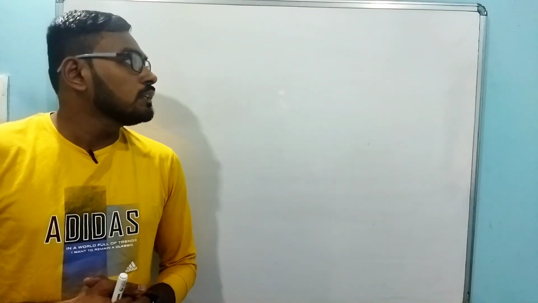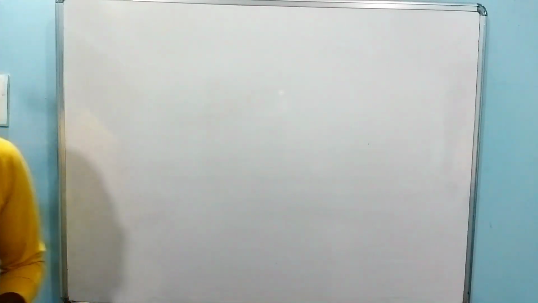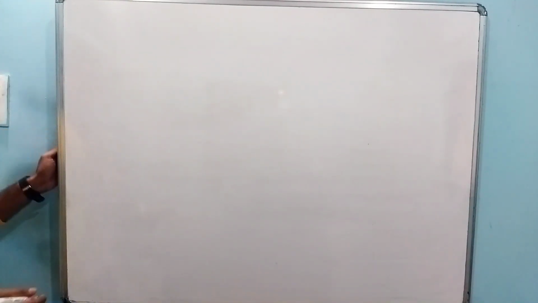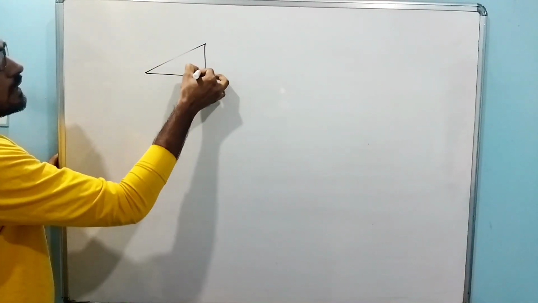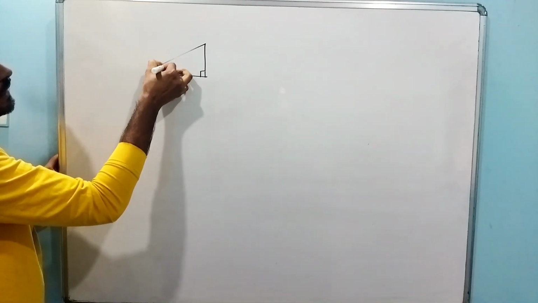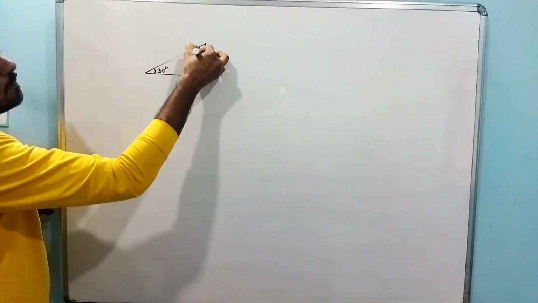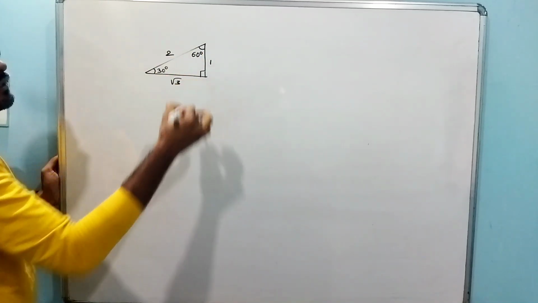Next thing that you have to remember is the triangles: 30, 60, 90 triangle and 45, 45, 90 triangle. So they are like this. First, the 30, 60, 90 triangle. This is 90 degree, this is 30 degree, and this is 60 degree. The sides are 1, 2 and root 3.